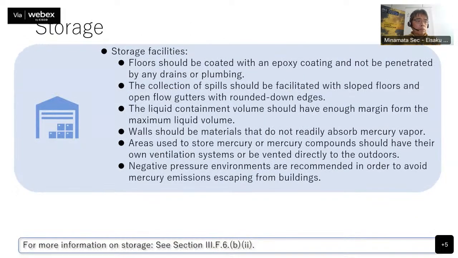Guidance on storage facilities for waste consisting of mercury or mercury compounds include the following. Floors should be coated with an epoxy coating. The collection of spills should be facilitated with sloped floors and open flow gutters. The liquid containment volume should have enough margin from the maximum liquid volume. Walls should be materials that do not readily absorb mercury vapor. Areas used to store mercury or mercury compound should have their own ventilation systems. Negative pressure environments are recommended.